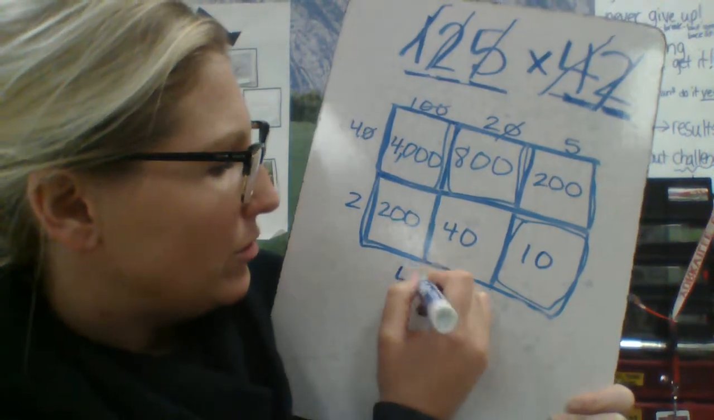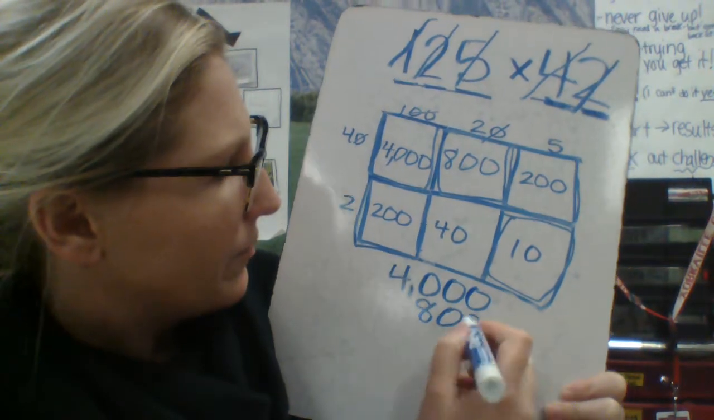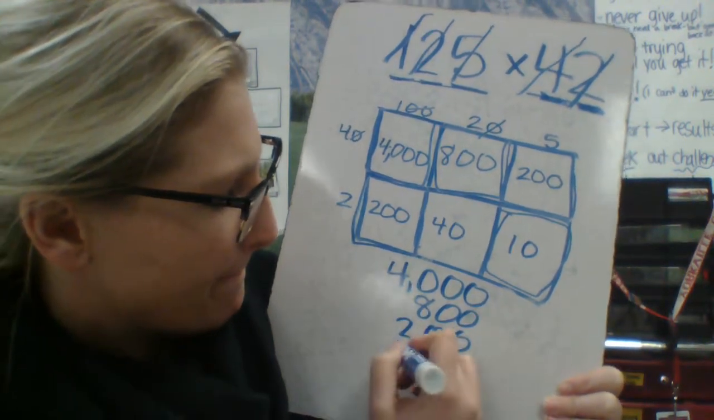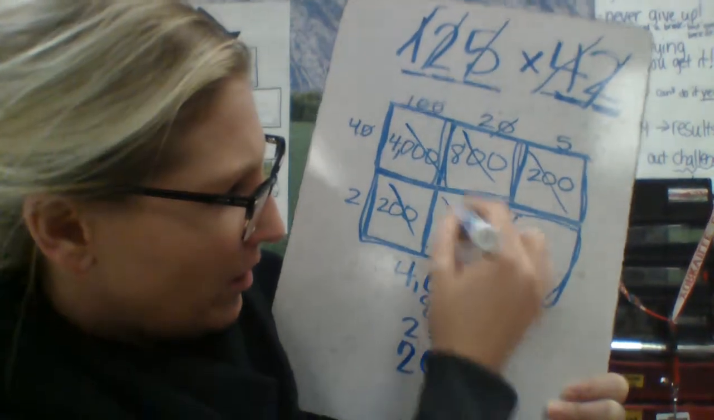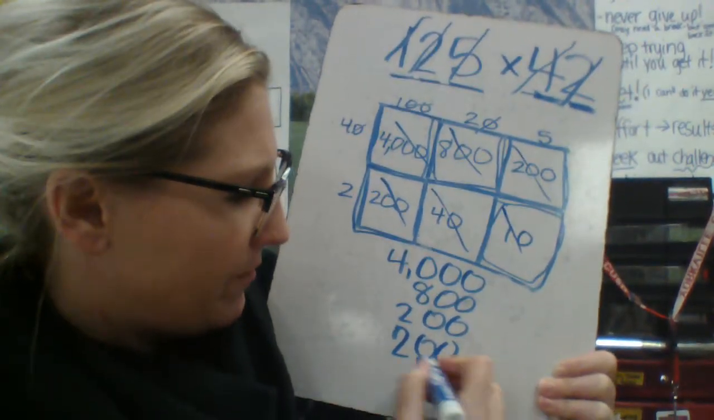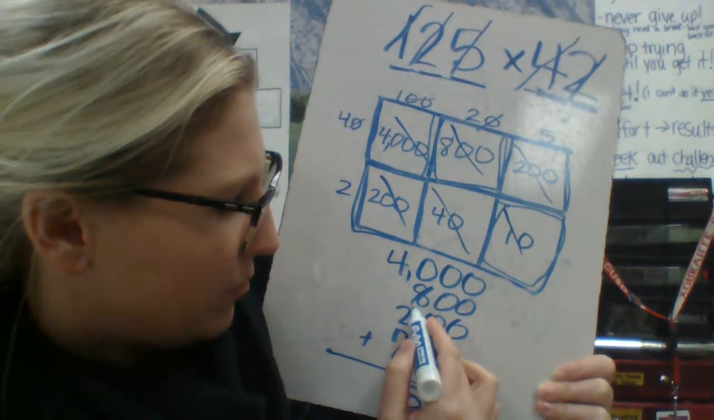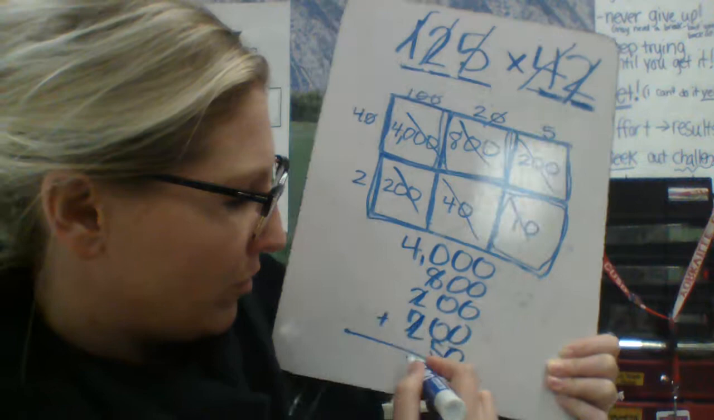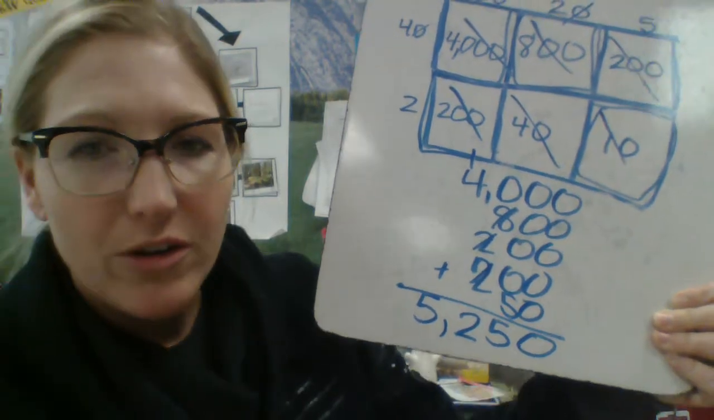And now I need to line them up and just do basic addition. Do that one, that one, that one, that one. And 40 plus 10 I know is 50. 8 plus 2 more is 10. Plus 2 more is 12. And 4 plus 1 more is 5. So my product should be 5,250.